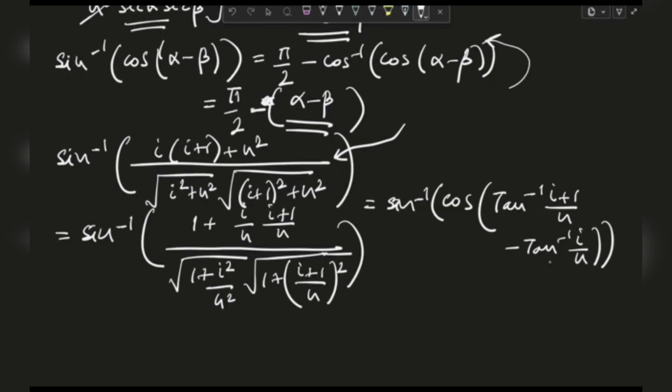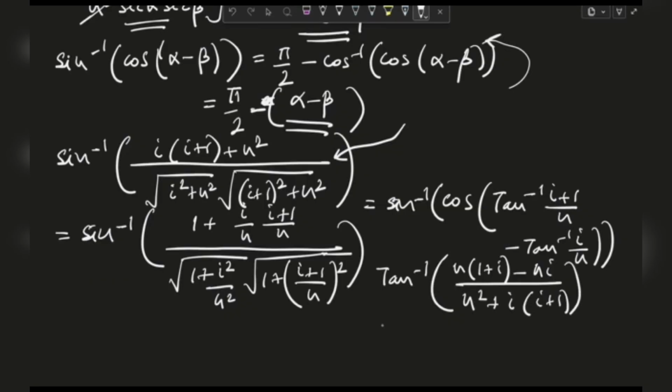Reason being, if you manipulate this inner part, I will do that, tan a minus tan b, right? So this will come out to be tan inverse a minus tan inverse b. So this will come out to be n into 1 plus i minus ni whole divided by n square plus i into i plus 1. Now ni will get cancelled here. So if we do the cancellations, we will basically have n whole divided by n square plus i into i plus 1.